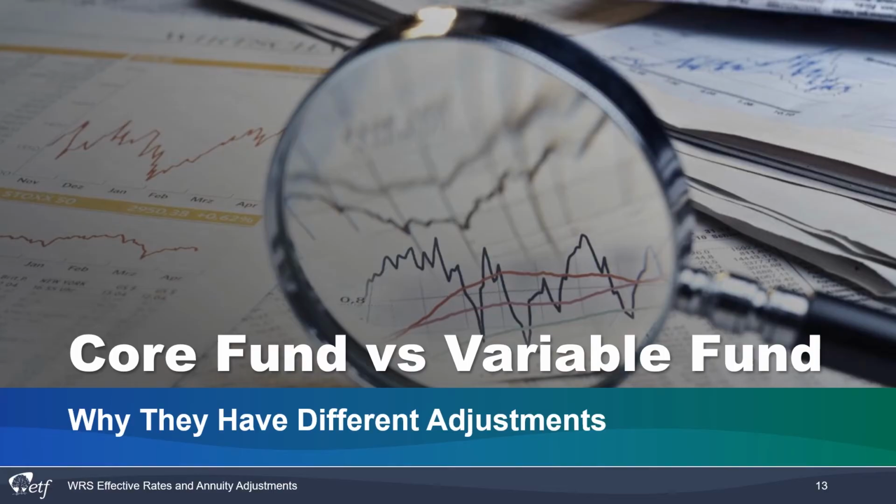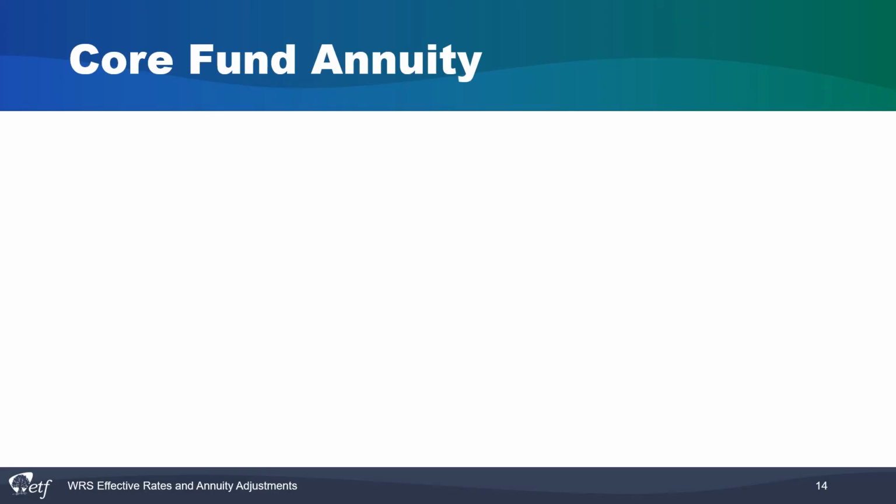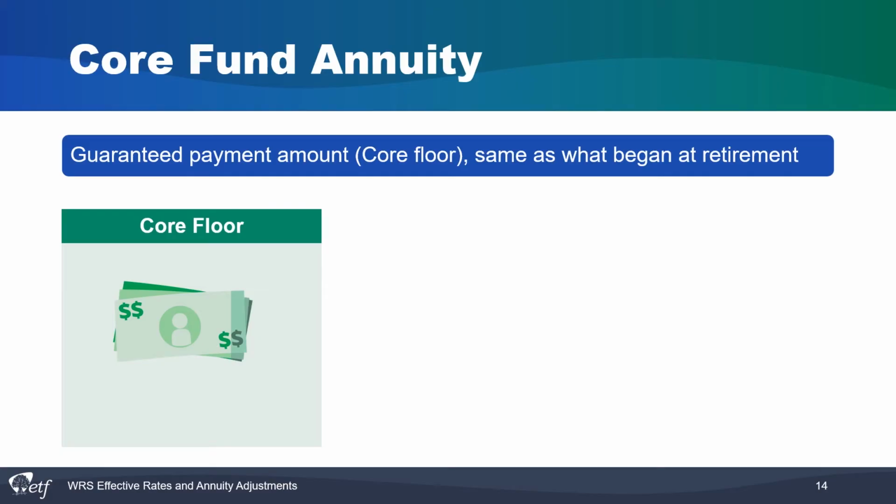Now we're going to look at why the core fund and variable fund have different adjustments. Your annuity from the core fund is guaranteed for life. Your core floor is the amount of your payment when you began retirement. To help you better afford retirement and avoid financial hardships, ETF builds in an assumed 5% interest into your annuity calculation. The annuity adjustment is basically what is left over of the investment return once we take that assumed 5% interest out.